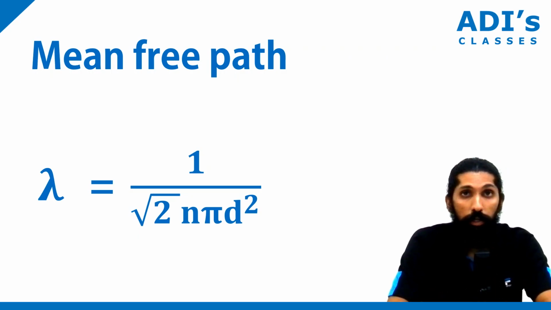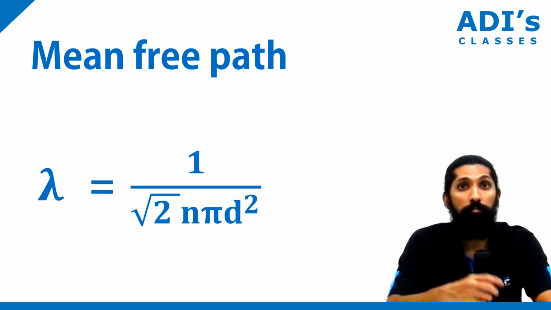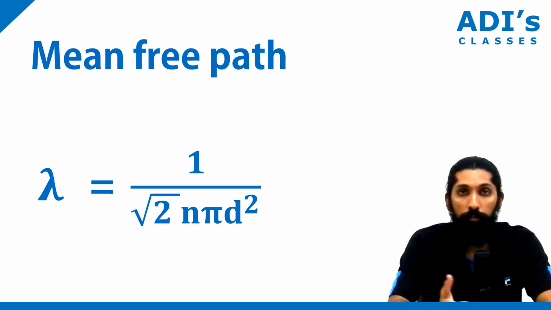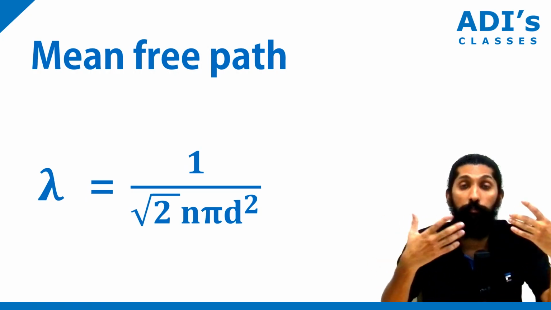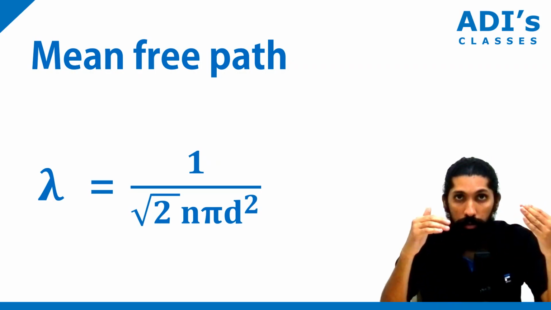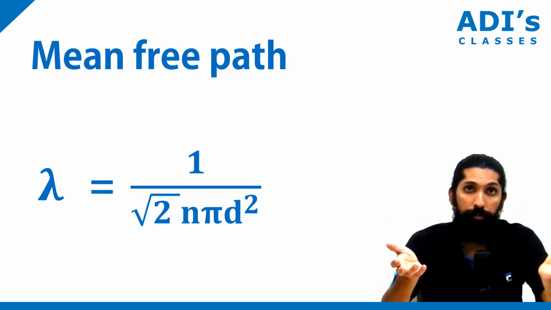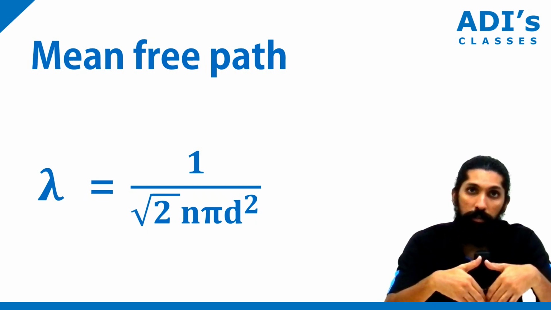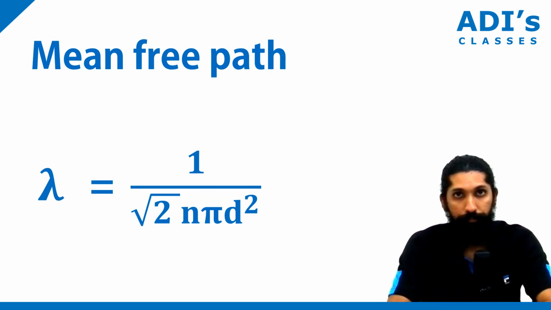If you can understand, the more molecules there are, the lesser the value of the mean free path. It's quite obvious, right? Because with more particles, the distance between two successive collisions is going to reduce. So the lambda value will be lesser if the n value increases.